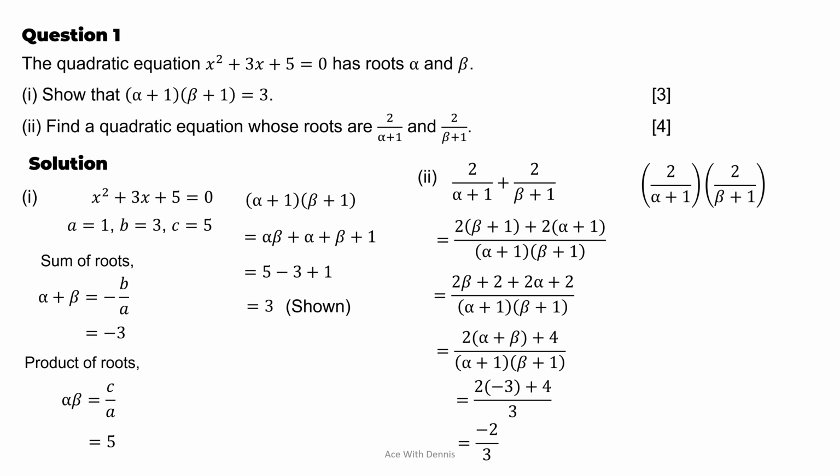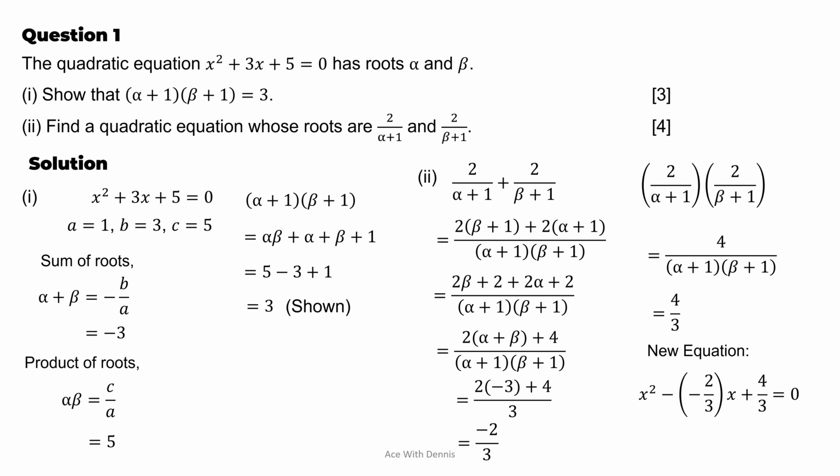Next, we find the product of the new roots, which is 2 over alpha plus 1 times 2 over beta plus 1. And we can write it as 4 over alpha plus 1 times beta plus 1, and the value is 4 over 3. Therefore, the new equation will become x squared minus the sum of new roots x plus the product of new roots equals 0, which becomes x squared minus negative 2 over 3 x plus 4 over 3 equals 0. And we can rewrite it as 3x squared plus 2x plus 4 equals 0.